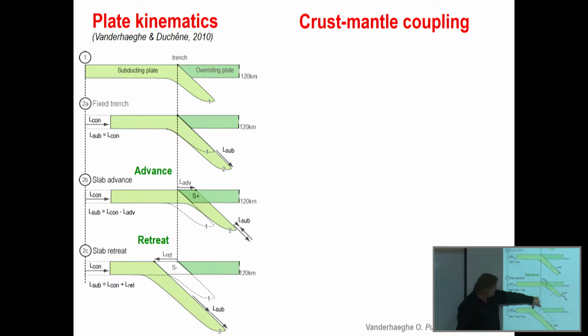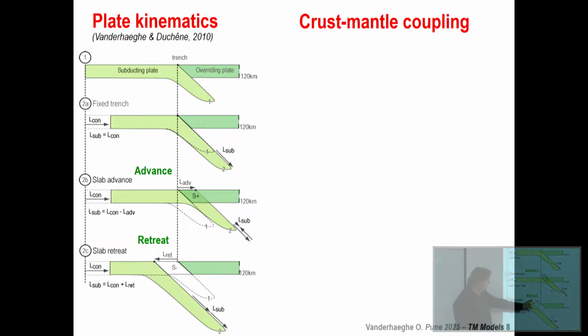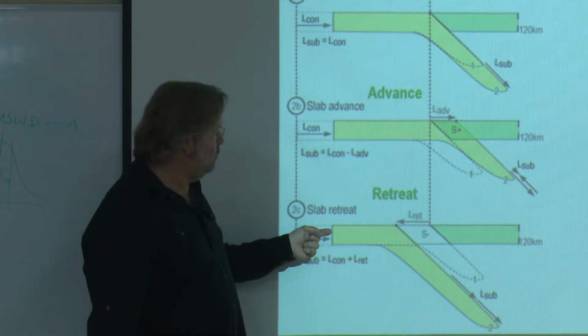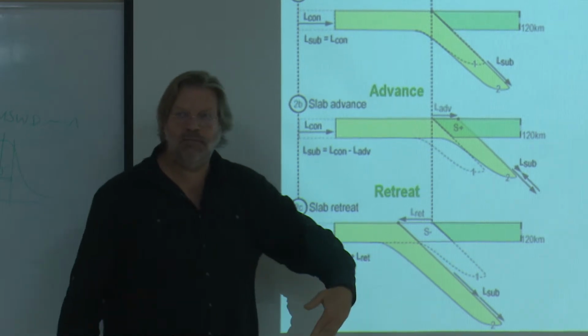And here this results in a decrease, or the surface loss here. What happens here to the lithosphere? Thinning. And the amount of subduction is the amount of convergence plus the amount of retreating.